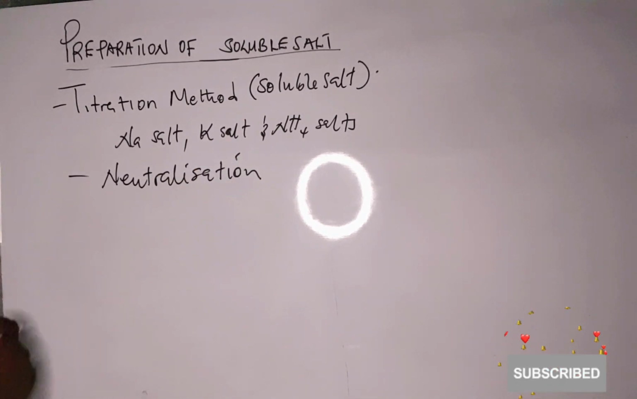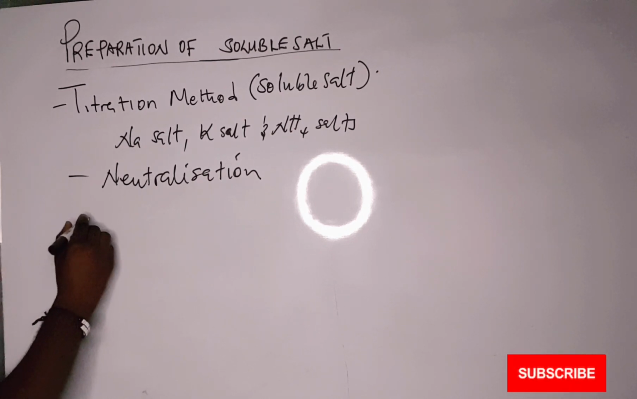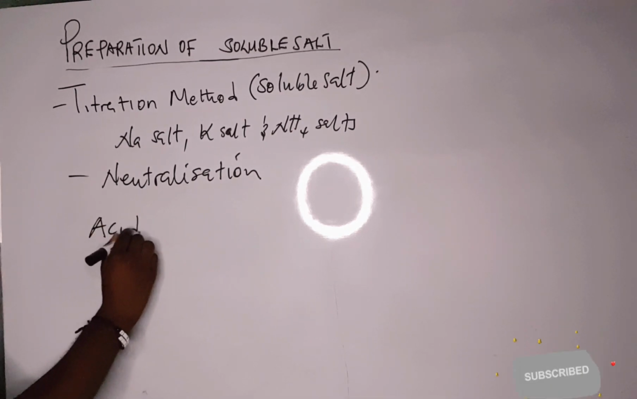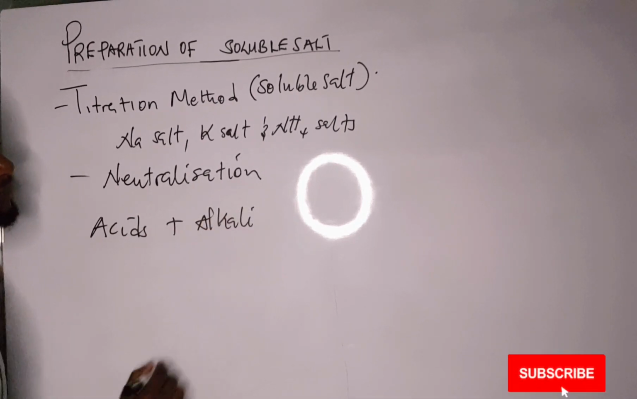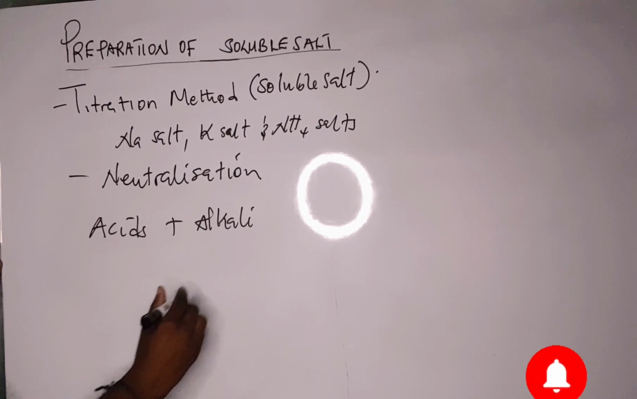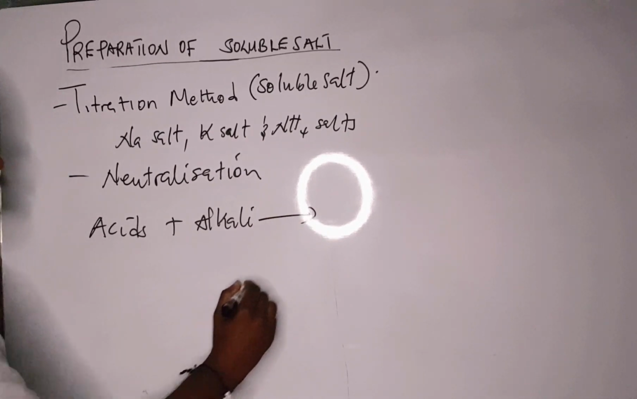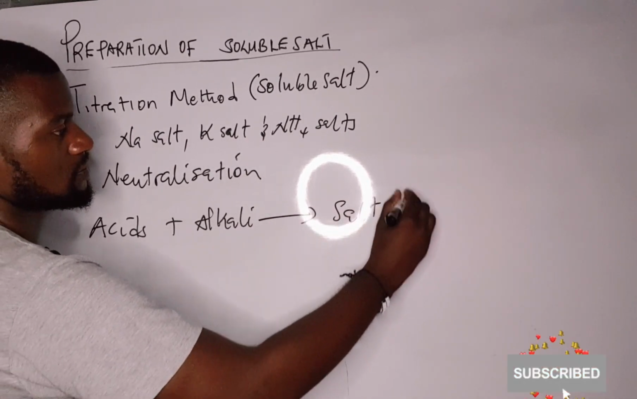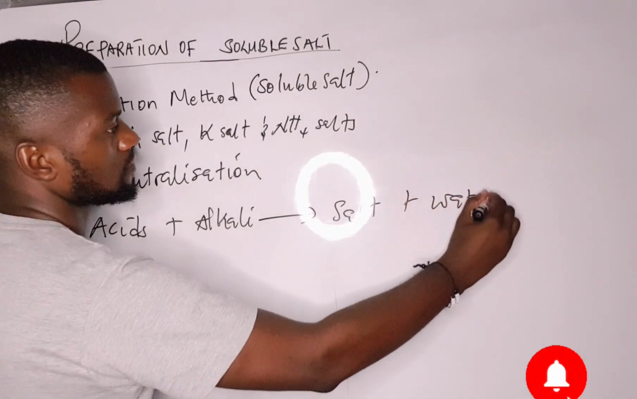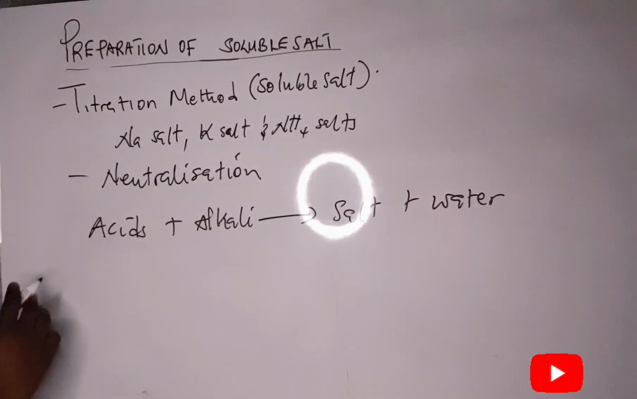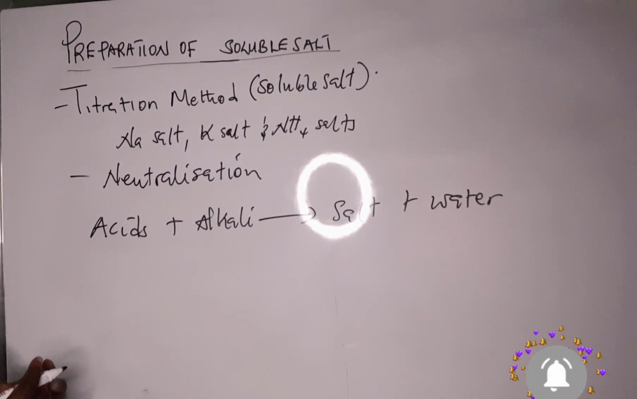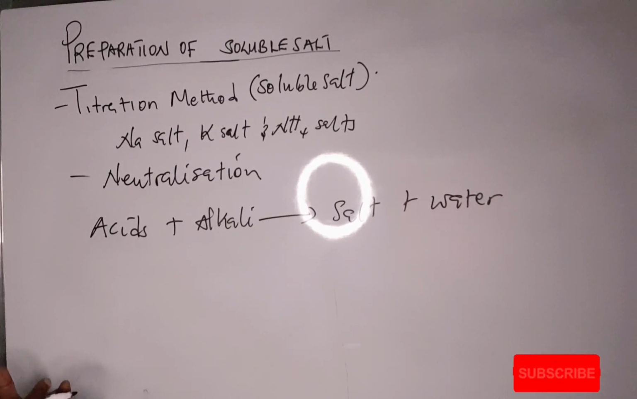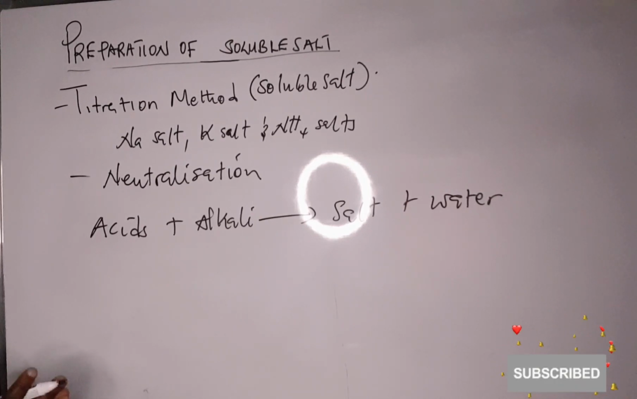It works on the basis of neutralization, and under neutralization we have a reaction of acids with an alkali. Acids react with an alkali in order to form a salt and water. So titration involves the neutralization reaction where a salt is produced and as well as water is produced.